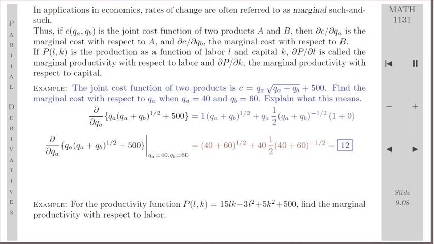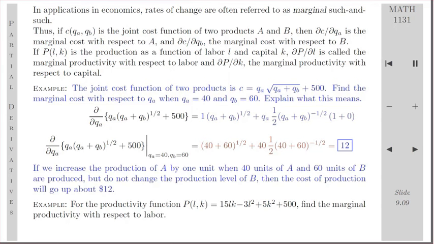So what does it mean? It means that if you hold the production level of product B fixed, so you keep producing only 60 units of B per time period, but increase the production of product A, then cost will increase at the rate of 12 monetary units per unit of A. So if you increase the production of A by 1 unit, but keep the production level for B at 60 units, the cost will go up by about 12.